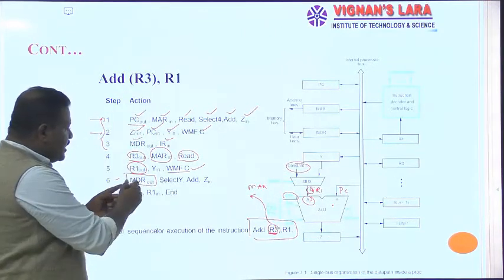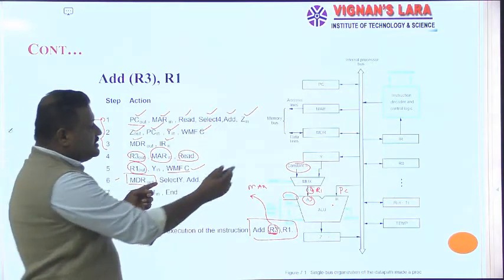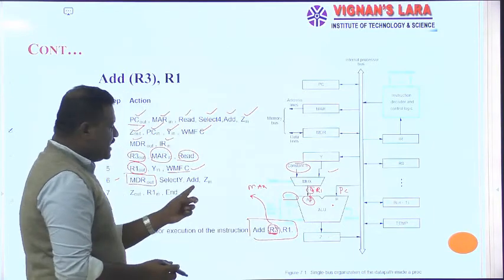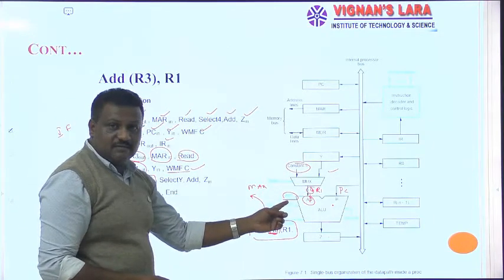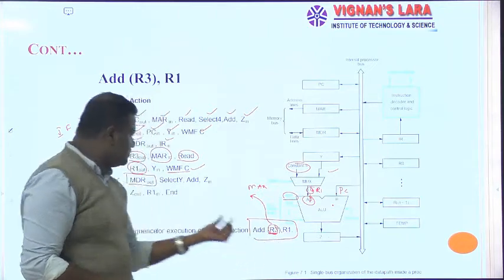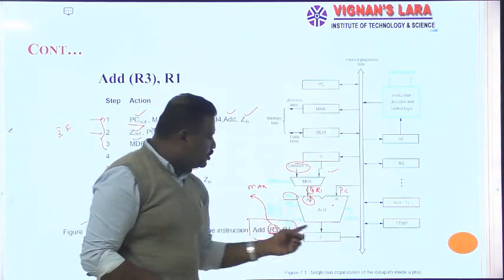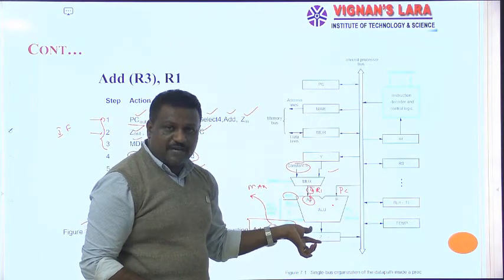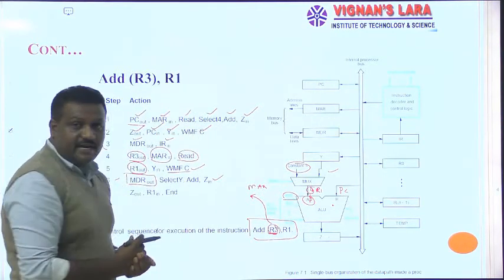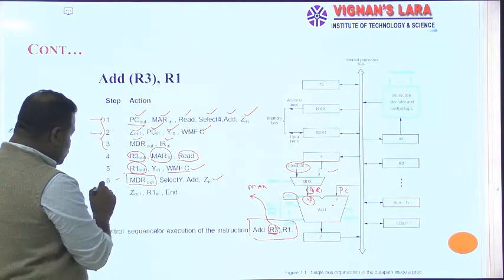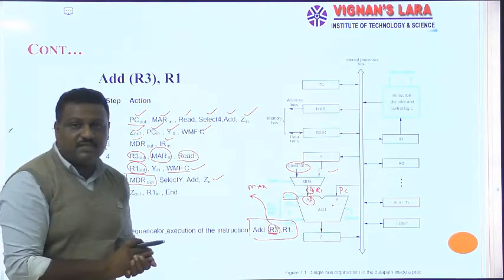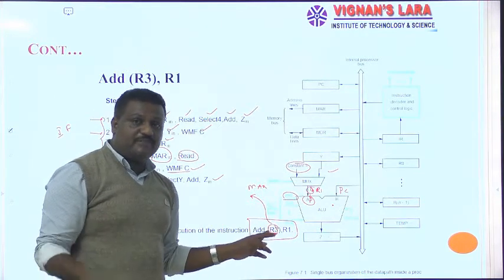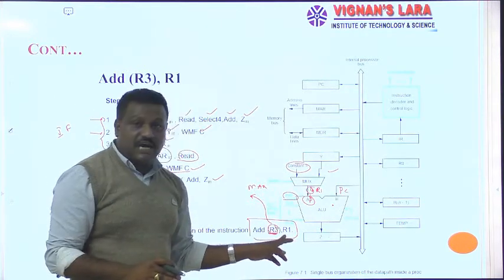In that process, MDR out. At the same time I select Y, because select Y is nothing but the A input, and then I generate an add signal, because here my operation is addition, and it will produce a result of addition that is copied onto Z. In order to copy that value onto Z, the Z in signal is needed. So by execution of this sixth step, I complete the addition between the memory location whose address is pointed to by R3 and the content of register R1.